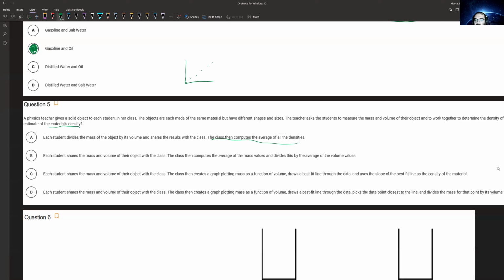Definitely, this is the way we do it in IPC and to an extent introductory physics. But the College Board really stresses graphical analysis for experiments. So it's best for us to create a graph plotting the mass as a function of volume. And here, the slope of the best fit line is going to give us the density. And that's just because density is the mass over the volume.